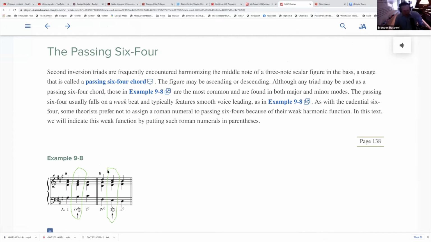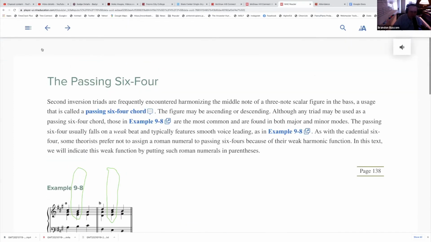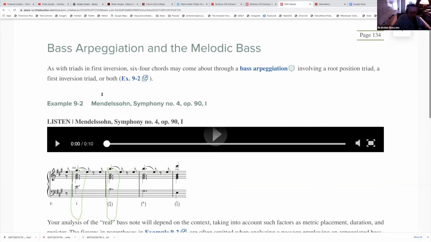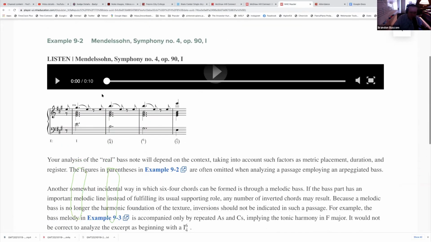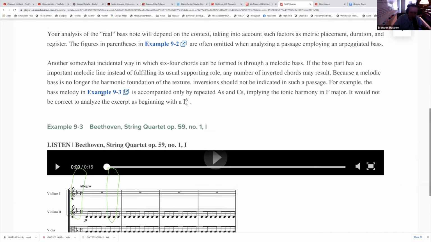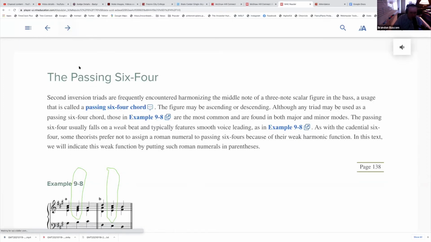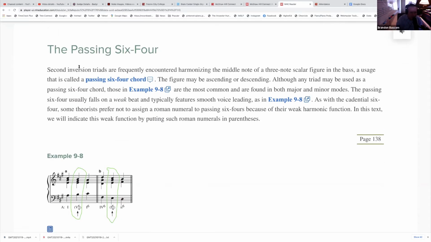We have seen 6/4 chords as the cadential, and we've also seen 6/4 chords as, what was our other group? Bass arpeggiation. Remember the planing we had going on with the Mozart? Or Mendelssohn, excuse me. We've had the bass melody. So we've had bass arpeggiation in the melodic bass. We've had the cadential 6/4, and now we have the passing 6/4 chords. So they're saying, yeah, they're there, but they don't really count. They're just passing from one chord to another.